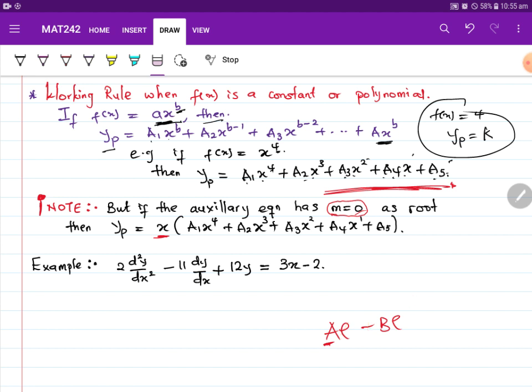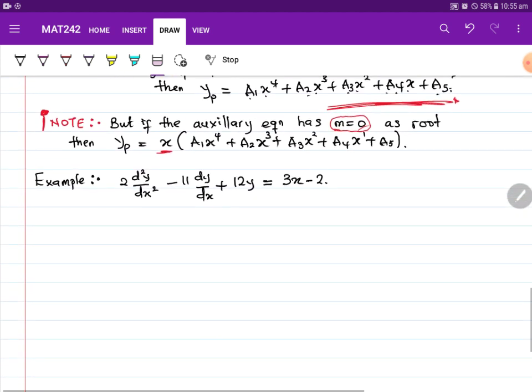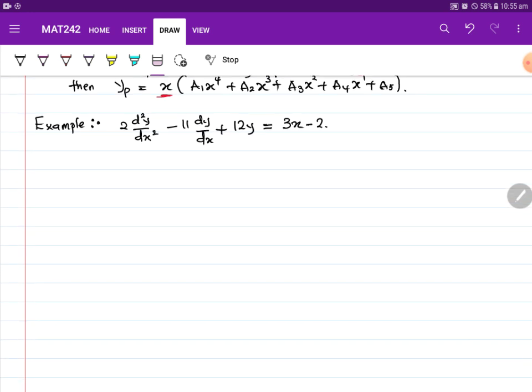Okay. Now let's consider the example below. The example says solve. This is a second order differential equation. With the help of this, we're able to figure out that it is second order. And with the help of this part, we're able to figure out that it is inhomogeneous because f of x is not equal to 0. Therefore, our general solution will be y is equal to yc plus yp. Okay? So let's start by expressing the question in form of the D operator. Putting it to D operator, that will be 2D squared minus 11D plus 12 y is equal to 3x minus 2.